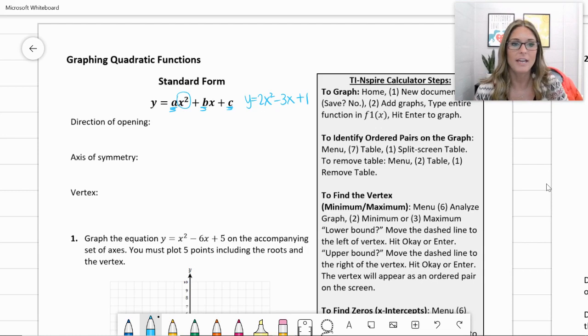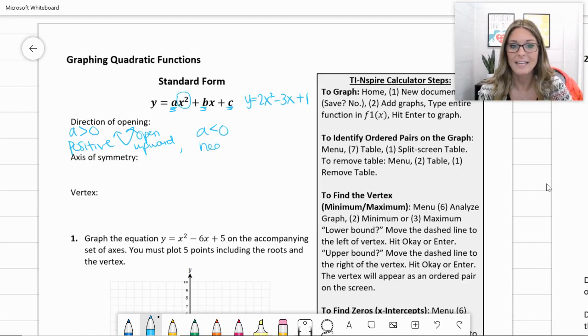So let's talk about some other things. Reviewing this again, the direction of the opening of my parabola when the a leading coefficient is greater than 0, which means it's positive. You have a positive value there. Remember, it makes a smiley face, or you have it opening upward. If your a value is less than 0 or negative, remember your parabola is going to look like a frowny face, or it is opening downward.